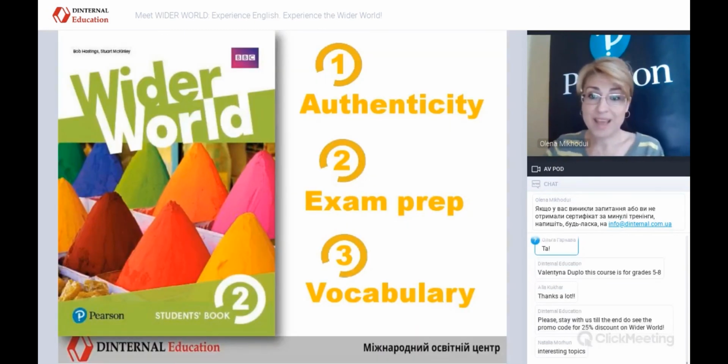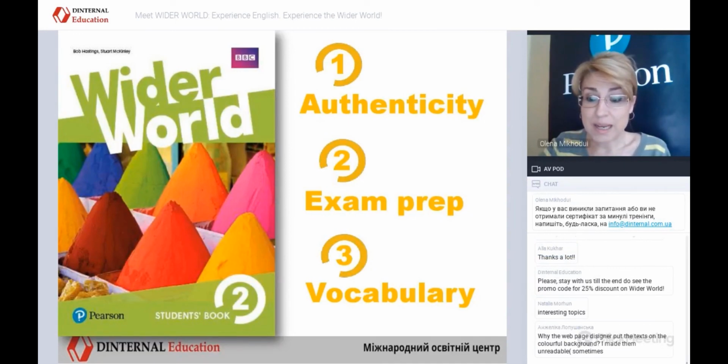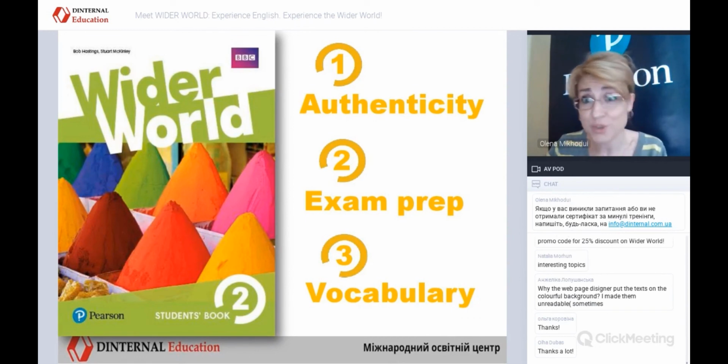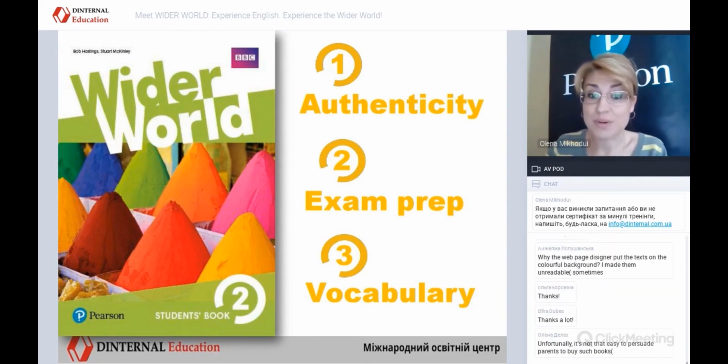No problems with that. Fine, so those were just 3 of the features which I find particularly important, especially when it comes to choosing the best possible resource for teaching teenagers, younger teenagers. I've looked at the aspects of authenticity in Wider World, exam preparation, which I believe is important, though we don't usually think about this for years 5 or 6 at school, but I think that's important, and vocabulary. There is much more which I would like to share about Wider World, probably not today.